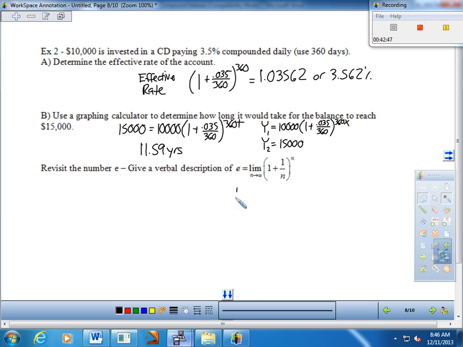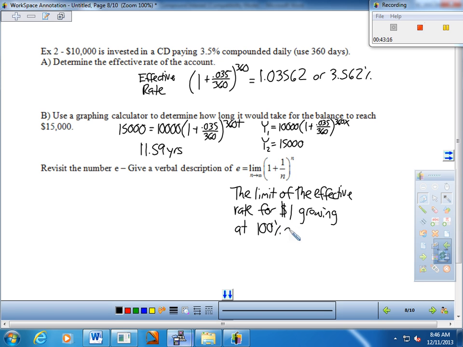Okay, well, long story short, here's what I have. It is the limit of the effective rate. Again, it really has that same exact feel as that table we looked at on the front side. So it's the limit of the effective rate for $1, so kind of the $1 out in front, growing at 100% annual interest. R is 100%, P is 1, and there we go. N is getting larger and larger and larger. N is approaching infinity.